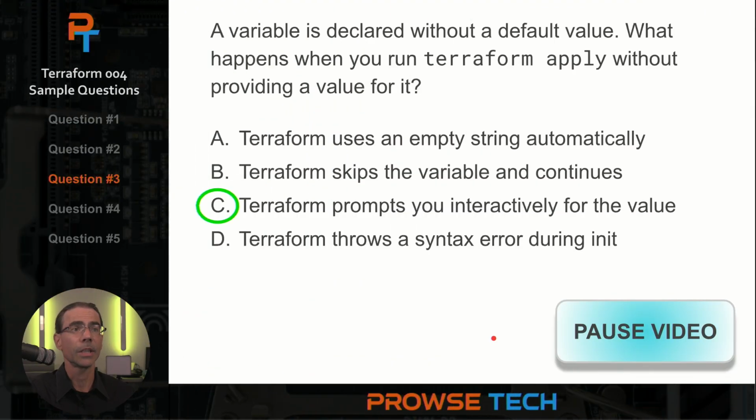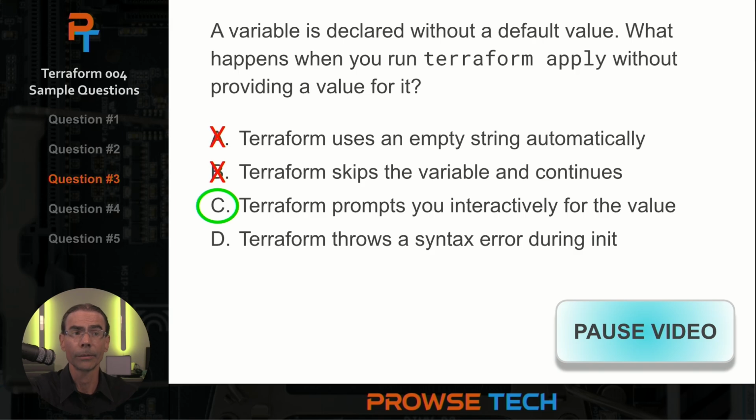Excellent. Let's look at the incorrect answers. Terraform uses an empty string automatically. No, you're not going to just have empty information. Unless you're setting something to null, you're not going to do that with a variable, so you want to have some type of data there. Terraform skips the variable and continues. No, it's not just going to skip variables.